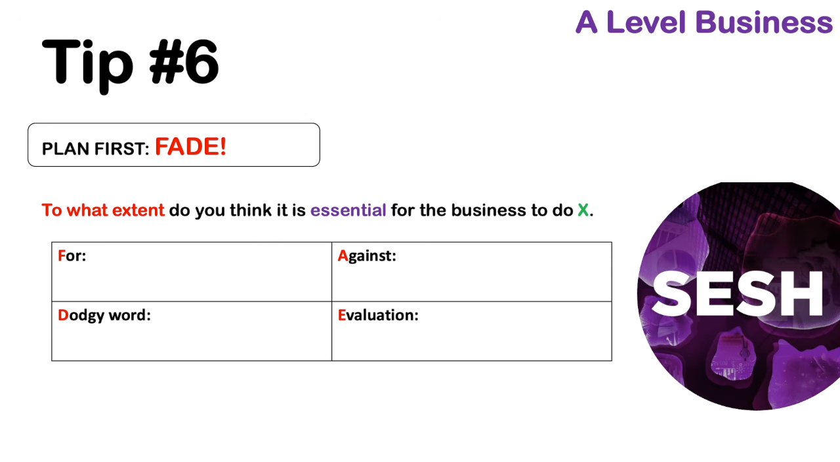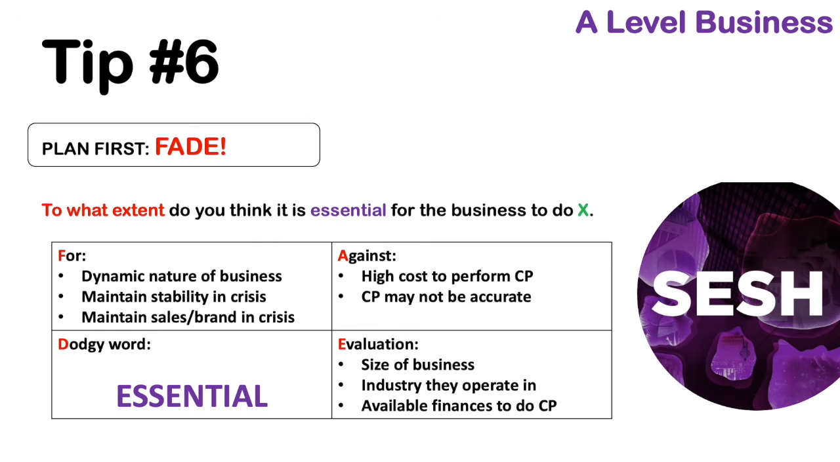So if I think about this in the case of X being contingency planning, well, it could be for contingency planning. Well, you need to do it because of the dynamic nature of business. Maybe it will help maintain the stability in a crisis, or maintain sales, maintain the brand in a crisis. Against could be the high costs that you need to incur to do contingency planning, for the labour and the time that's involved.